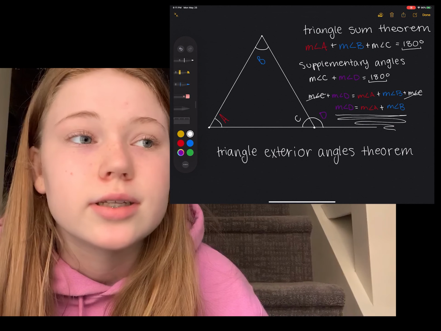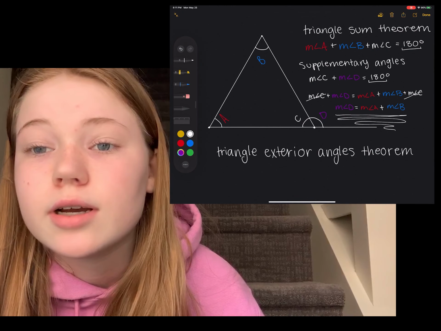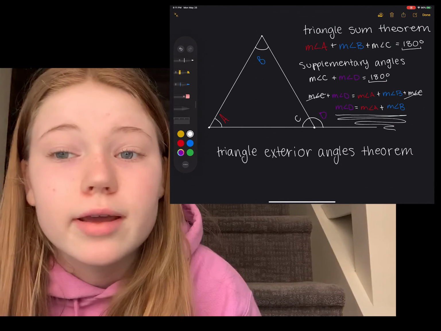Yeah, hopefully this made more sense and it's not too confusing. If it is still confusing, I apologize, and I can try and help explain it more if you need it. But hopefully that makes sense, and maybe now you like math.